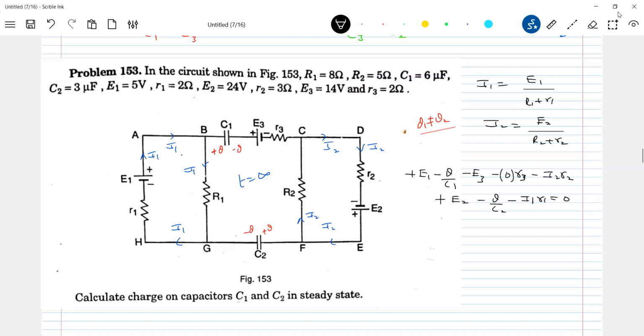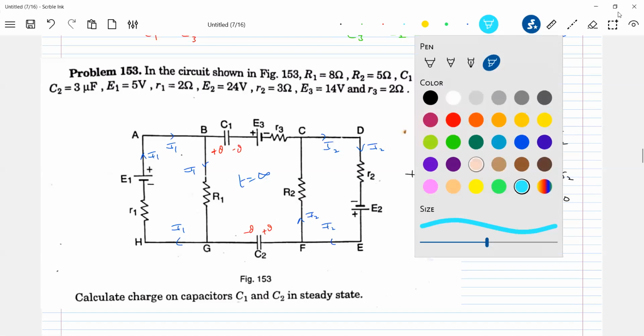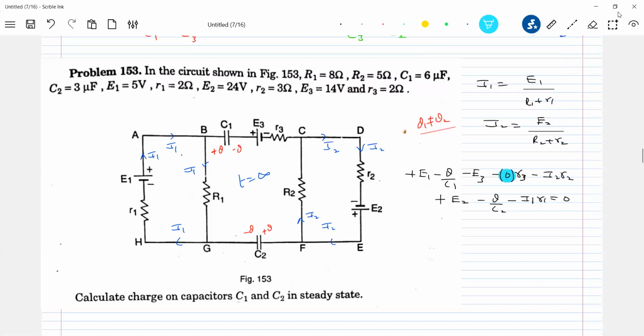So you know I1, I2 all. Why is this 0? No current in that branch, no? No current in the branch BC because capacitor is there, open circuit. No current in the branch GF, capacitor open circuit. So we know all I1, I2 values. Solve it, you'll get the Q. So at steady state also, you should stick to the basic law of conservation of charge principle.